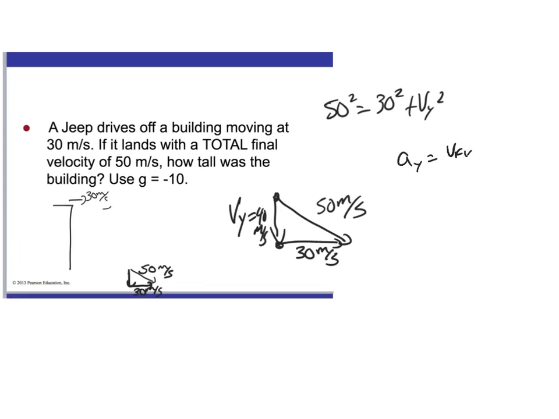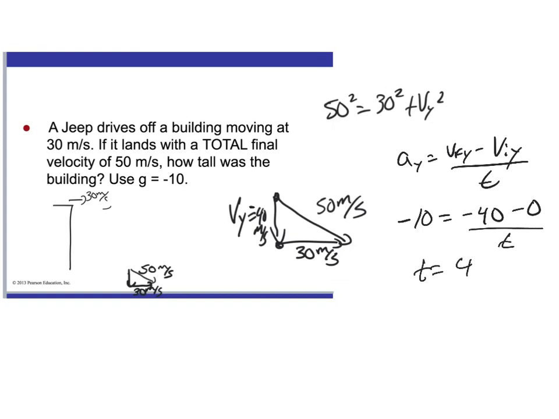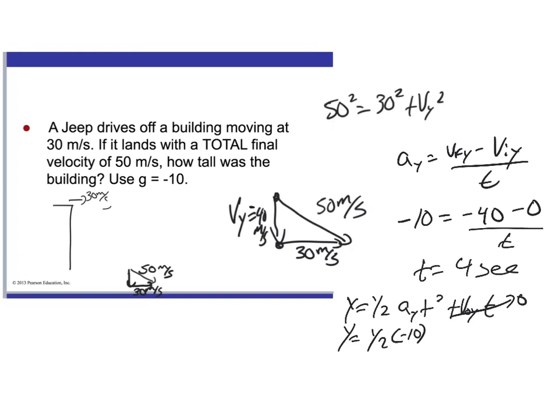ay equals (Vfy minus Viy) over t. And that'll tell us what the time was that it was in the air. So -10 equals -40. It's -40 because it's going down, minus 0 over t, and t ends up being equal to 4 seconds. So if t is equal to 4 seconds, then we can do y equals 1/2 ay t squared plus v0y t. This is 0. y is equal to 1/2 times -10 times 4 squared, which should give us 80 meters.